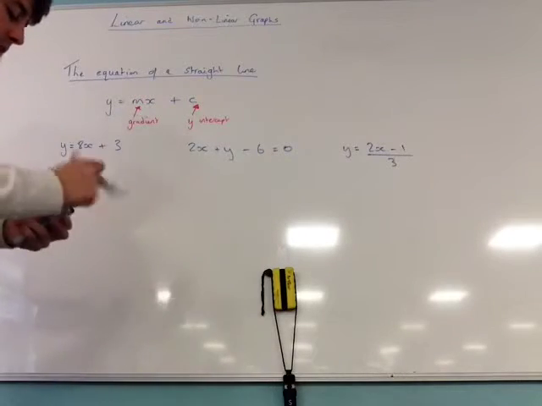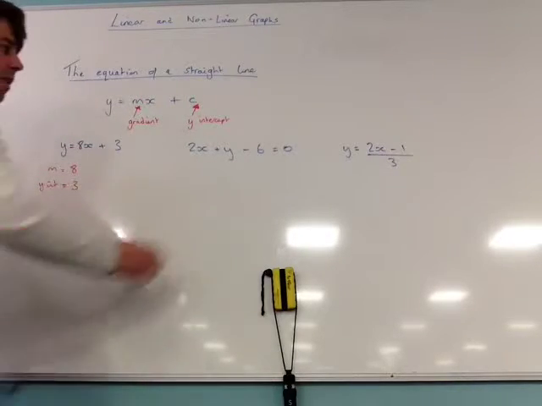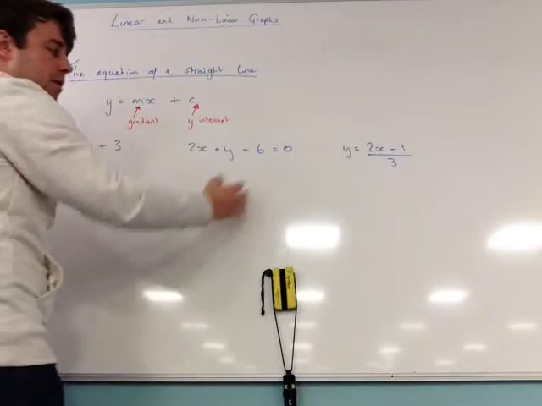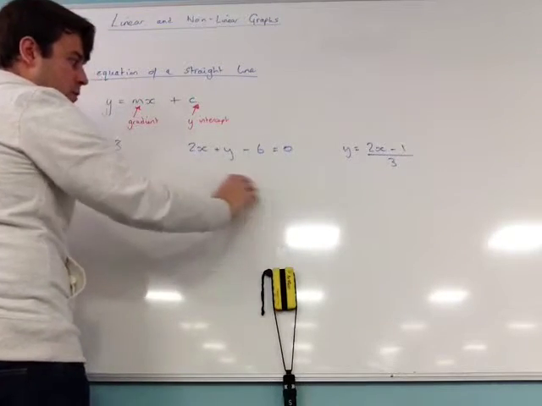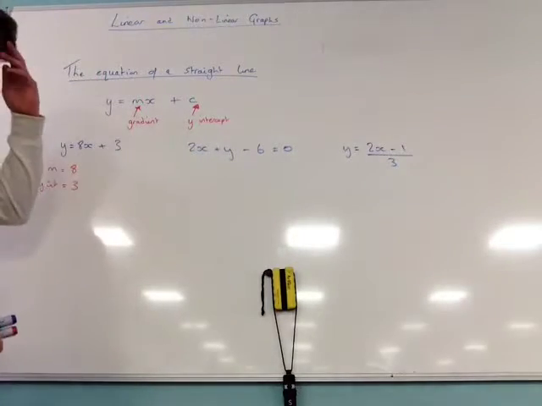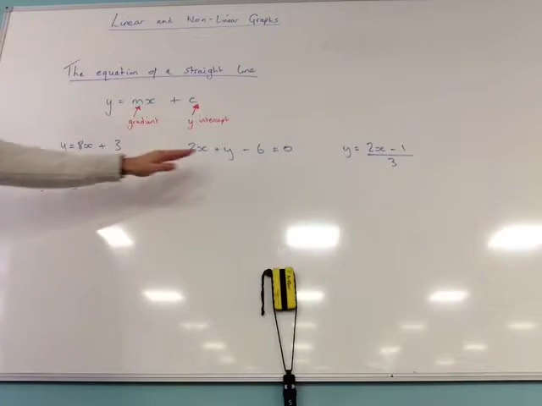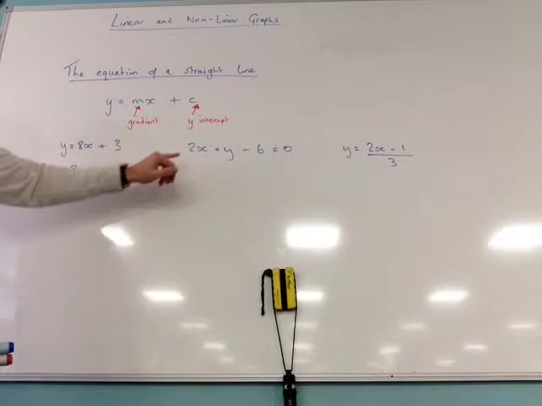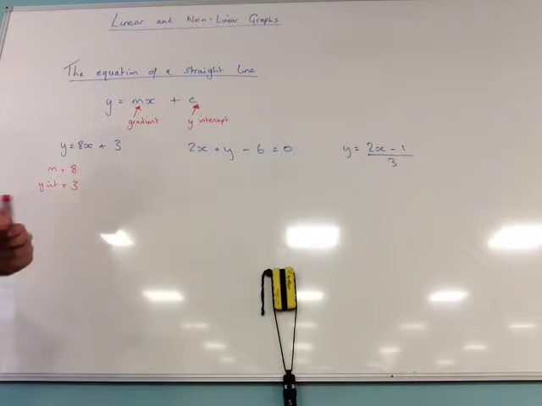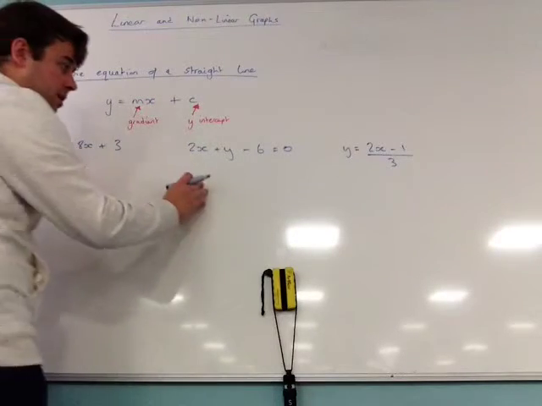Alright, moving on to example 2. Here we can see clearly that y isn't on its own. It's not y equals something. It is in general form: 2x plus y minus 6 equals 0. What I need to do is rearrange this so it is y equals, because if I do that, I can pick the numbers straight out. So let's go for it.